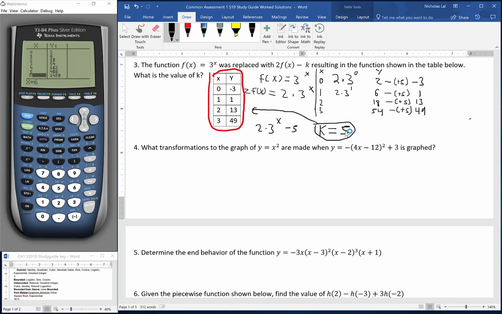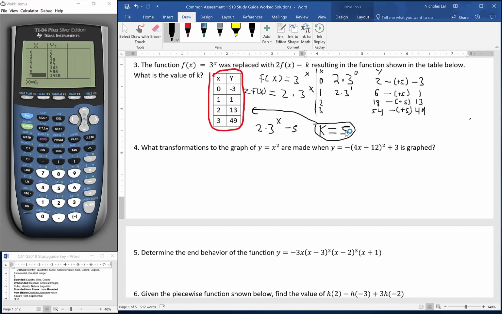Okay. What transformations to the graph y is equal to x squared are made when y is equal to negative 4x minus 12 squared plus 3 is graphed? Okay, so our goal here is to first factor our equation and then figure out what our transformations are.